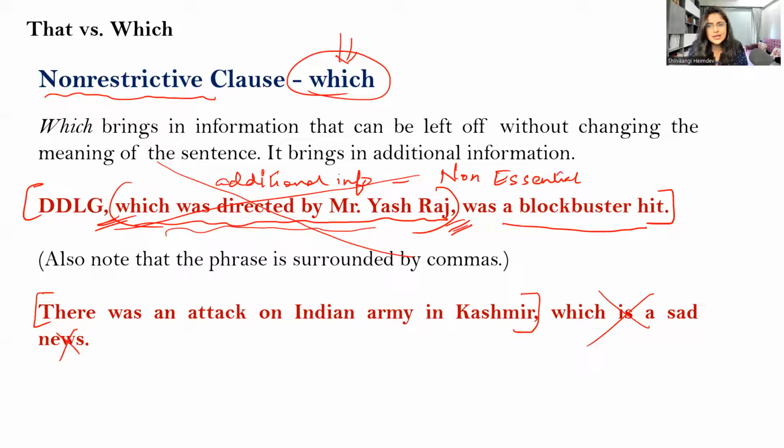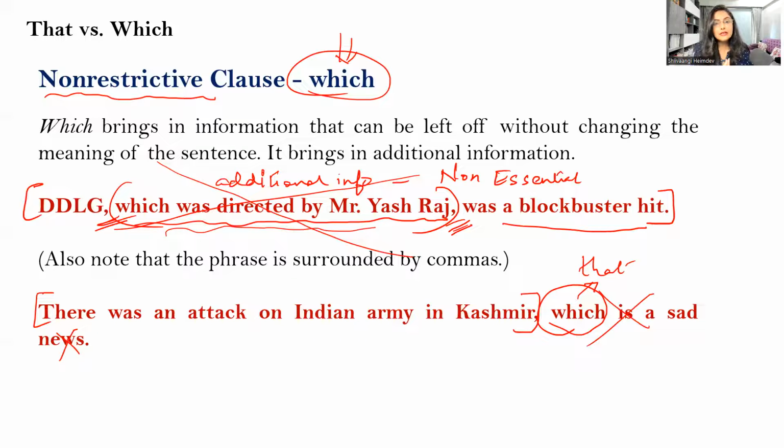So "which is sad news", obviously, it is sad news. It's additional information just for dramatic effect. Because it's additional information, it is not essential for the sentence to stand alone. I will make use of which over here. By any chance, if you replace this with that, the sentence stands incorrect. The sentence is absolutely incorrect.